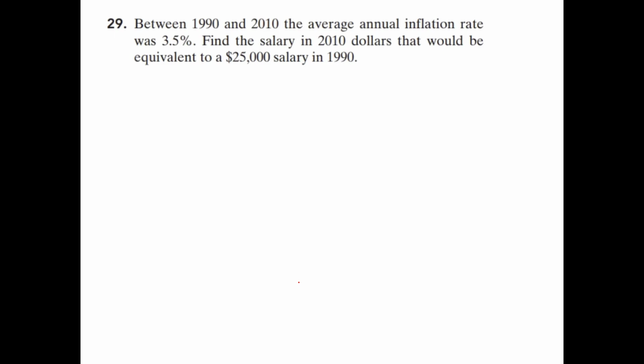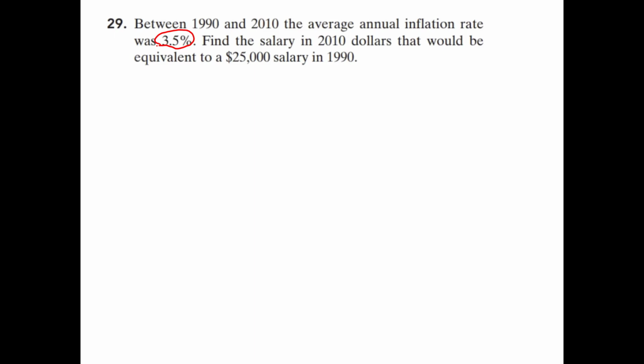Between 1990 and 2010, the average annual inflation rate was 3.5%. So things are becoming more expensive at a rate of 3.5% from 1990 to 2010. That is what that's saying. Find the salary in 2010 dollars that would be equivalent to a $25,000 salary in 1990.